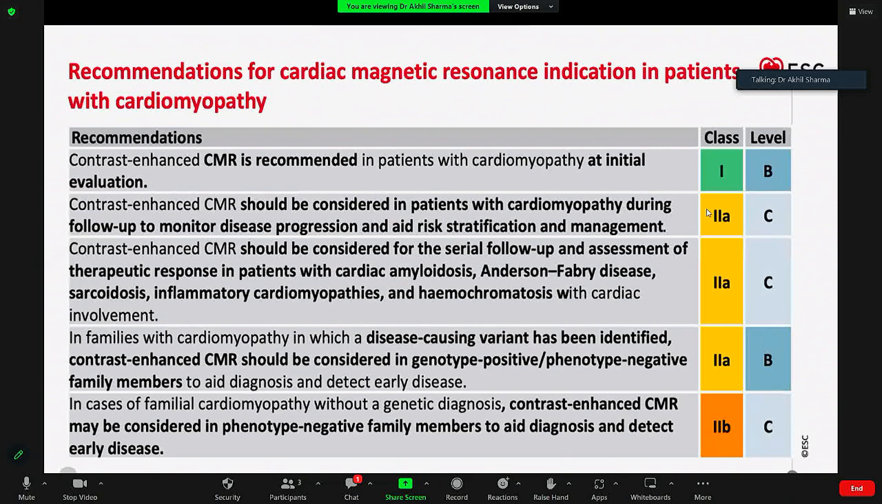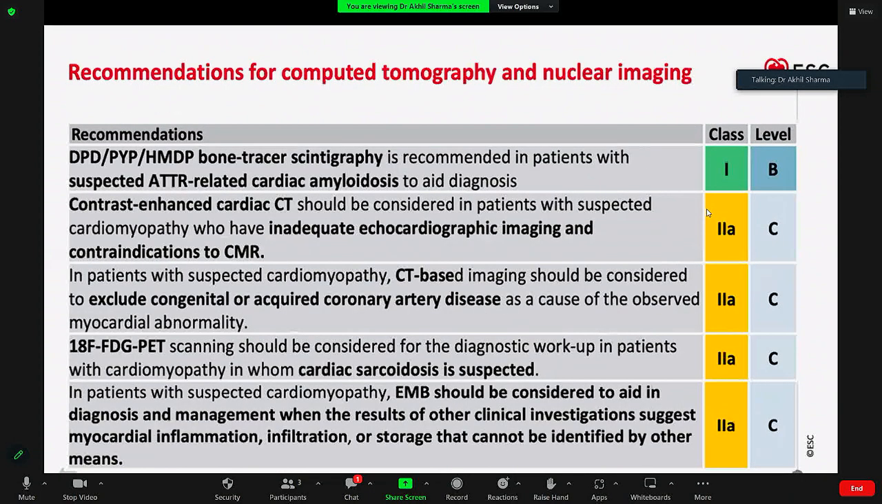Let's come to the CMR, which is a focused investigation, or I can say the updated investigation for cardiomyopathy management in the 2022 ESC guideline. It's recommended for every patient as an initial evaluation of the cardiomyopathies. It is also included as a class 2 indication for risk stratification and management, and for management follow-up. It is also included as a class 2 indication in genotype-positive patients who don't have any phenotypic manifestation.